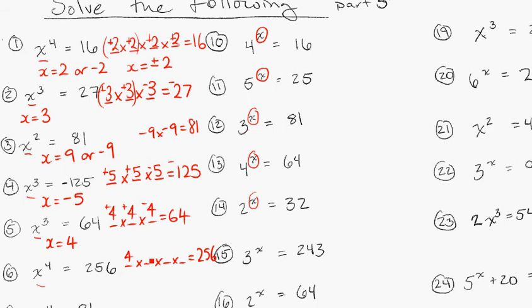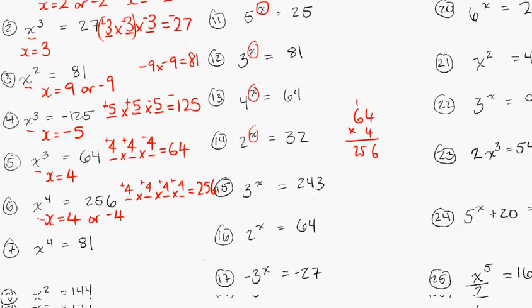Next obvious choice would be 4. 4 times 4 is 16, times 4 is 64, 64 times 4, at the side of your page, 256. It works. So x equals 4. And of course we need to try the negative, and you can see that 2 negatives make a positive, so that's going to work too.